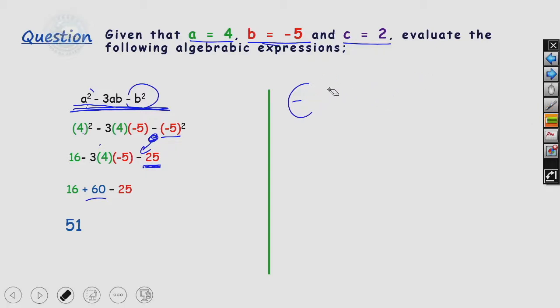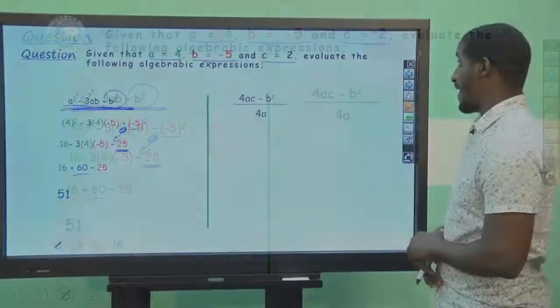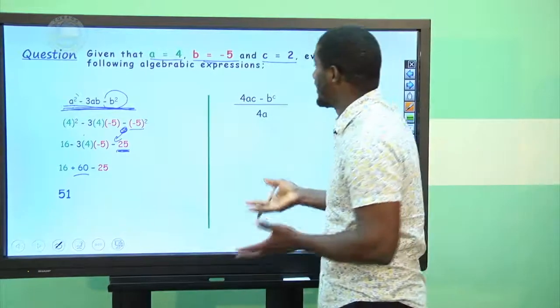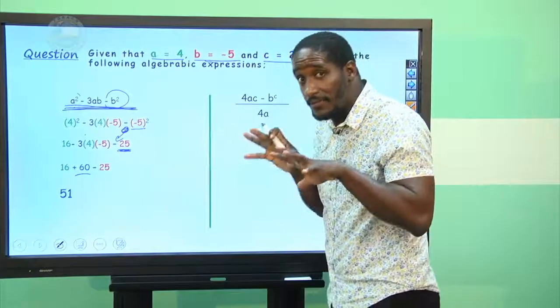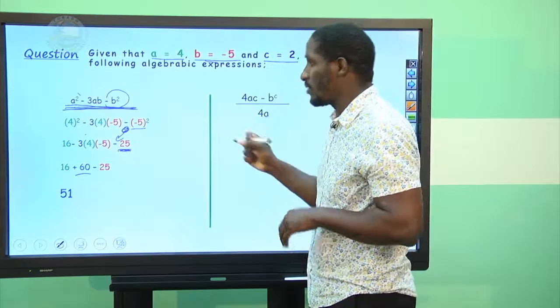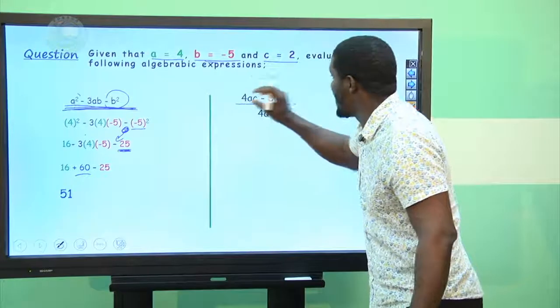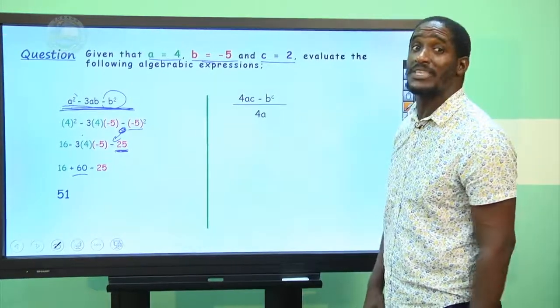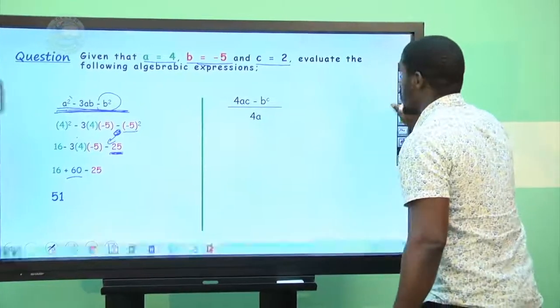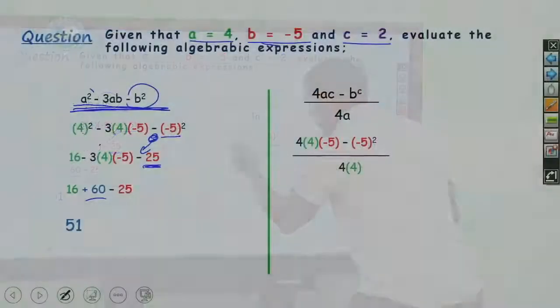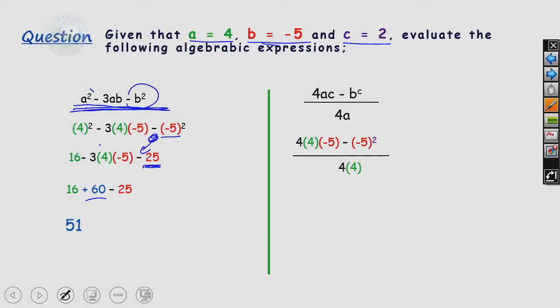Let's look at another example. Looking at another example here, we have 4ac minus b to the power c all upon 4a. Again, if we are to evaluate this algebraic expression, once we know the value of a, the value of b, and the value of c, we are going to replace a, b, and c by the numbers that they are equal to. So, doing our replacement here, a was 4, c was negative 5, and b here, look at this one here.